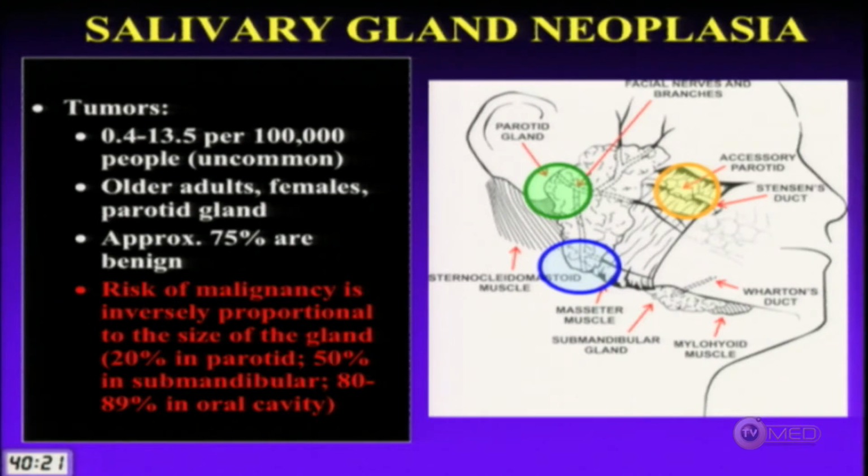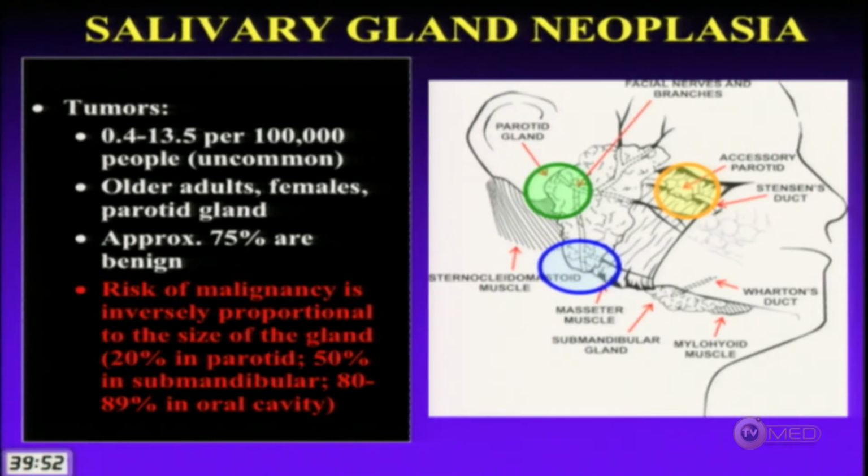Now, it's extremely important for all of us in this room as cytopathologists, as well as for our clinicians, to understand something about the risk of malignancy in salivary glands. The risk of malignancy in general is inversely proportional to the size of the gland. So if you have a mass in the parotid gland, there's about an 80% chance that it's going to be benign, and many of those are going to be pleomorphic adenomas.